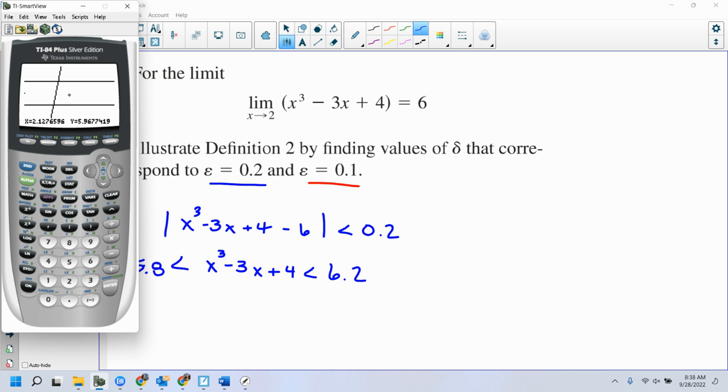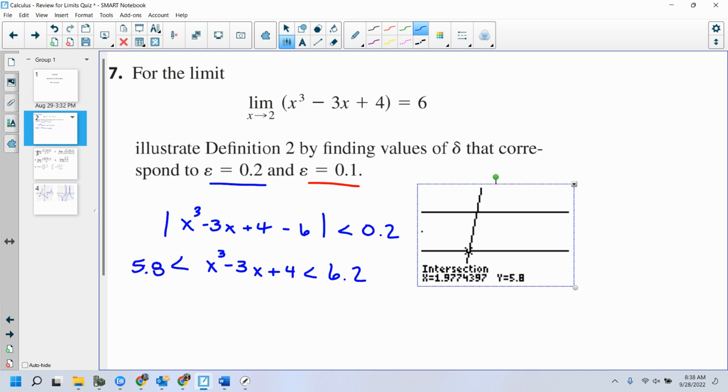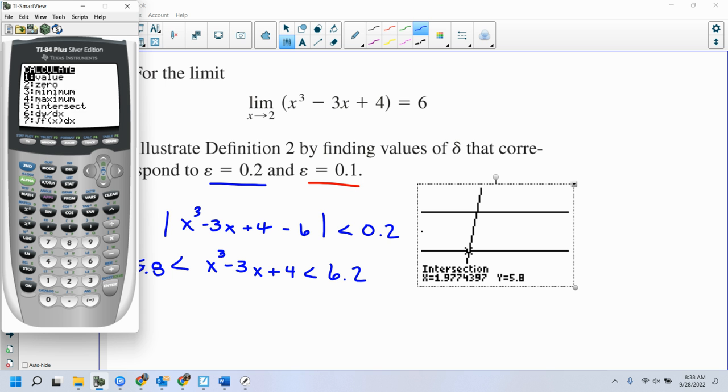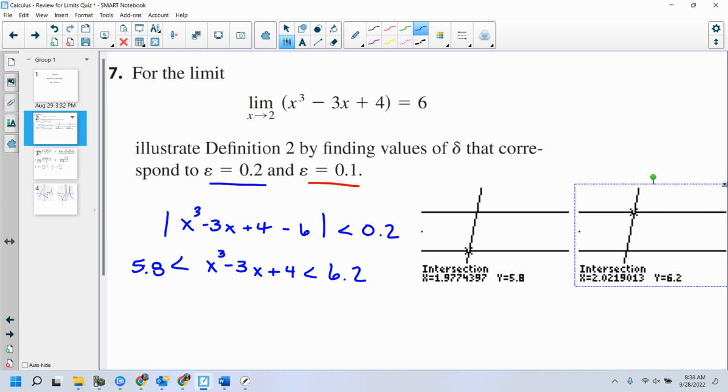Okay, perfect. Second, calculate intersect. First curve, enter. Second curve, enter. Guess. Same thing. Second, calculate intersect. First curve, just got to make sure I want that line. I want that curve. Good. And intersection, whatever it's going to see it. Okay. There we go. All right, so those are my two x values that are going to make that happen, right? Those are the two x values that are going to make it happen.